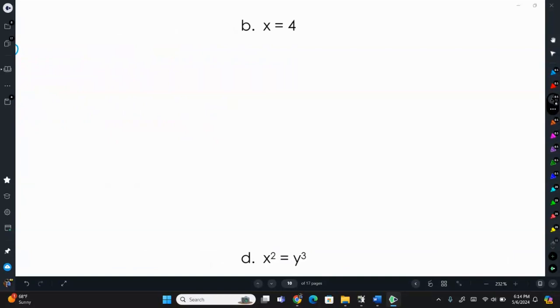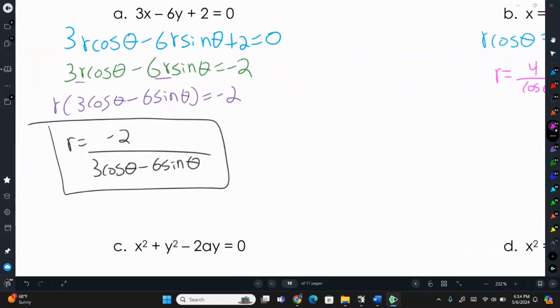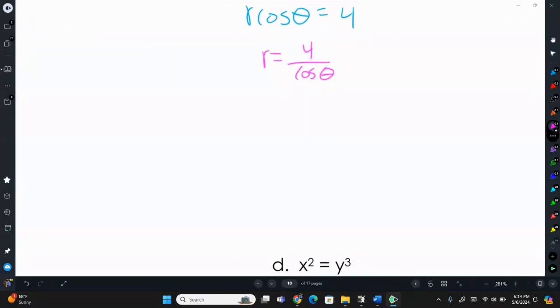Now with letter B, we're going to replace x with r cosine theta equals 4. Then divide both sides by the cosine of theta, so r is equal to 4 over the cosine of theta, which we can simplify a little bit further. We couldn't simplify in the last one because we had a subtraction sign in the denominator, but because we just have a single trig function here, r is going to be equal to 4 secant theta, because 1 over cosine is secant. We can make that switch, and that would be our answer.